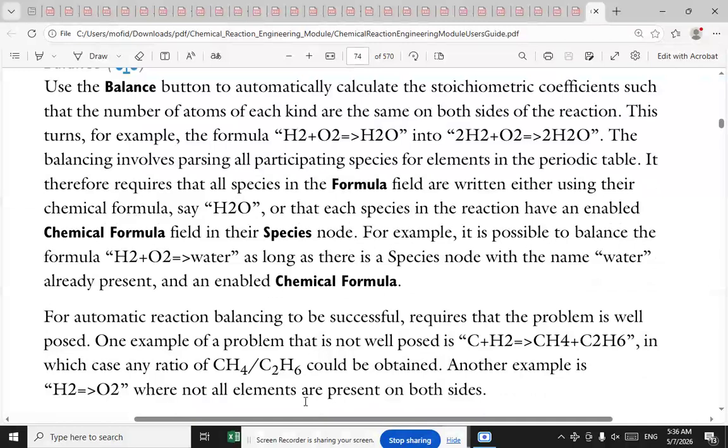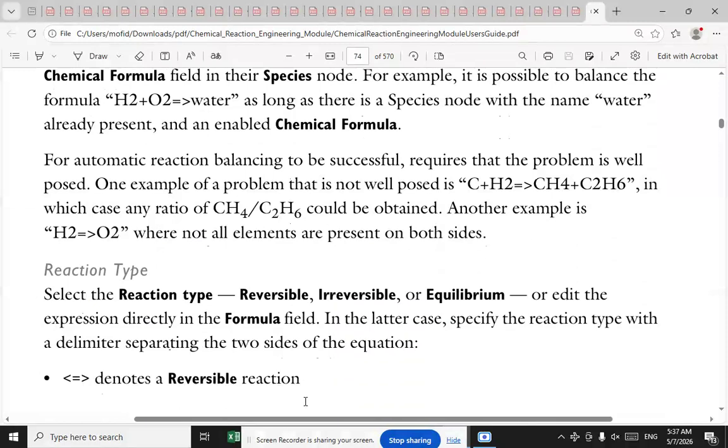The balancing involves parsing all participating species for elements in the periodic table. It therefore requires that all species in the formula field are written using their chemical formula, say H2O, or that the species in the reaction have an enabled chemical formula field in their Species node. For example, it is possible to balance the formula H2 plus O2 gives water as long as there is a species node with the name water present and an enabled chemical formula.